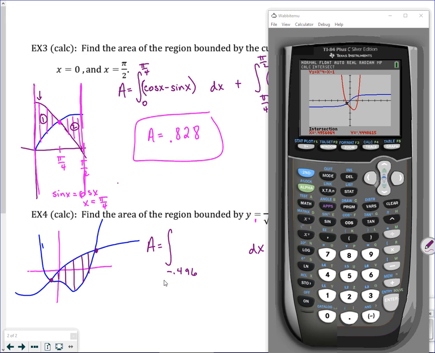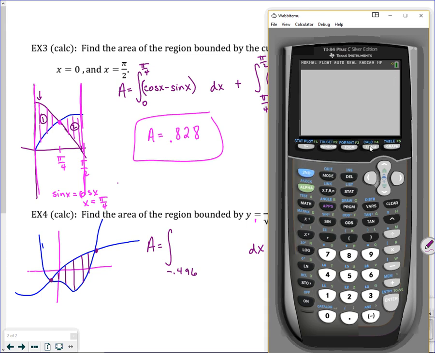So here's what I want you to do. When you do intersect, that is stored into X. Go to your home screen and type X, store into A. I usually do my bottom bound in A, and my top bound in B. So now that value is stored into A.